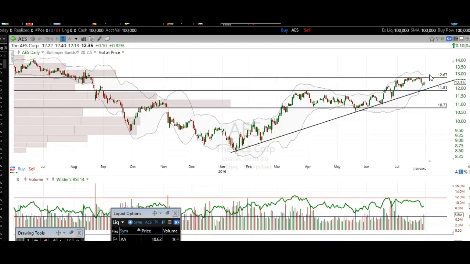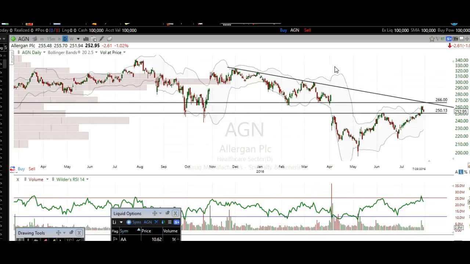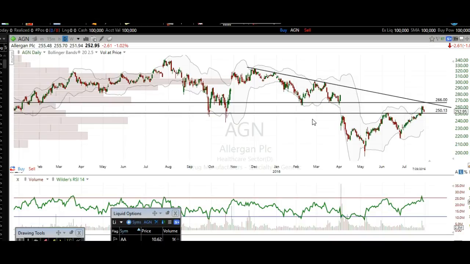Next, I want to be covering AGN. AGN, something that you need to be aware of is a couple of things. We've been in a downtrend since the early 2015. You can see that we have a high here, a lower high here, lower high here, lower lows. Okay, so you get the picture. That's what downtrends are. And we're also coming up to some pretty heavy resistance near that 266 level.